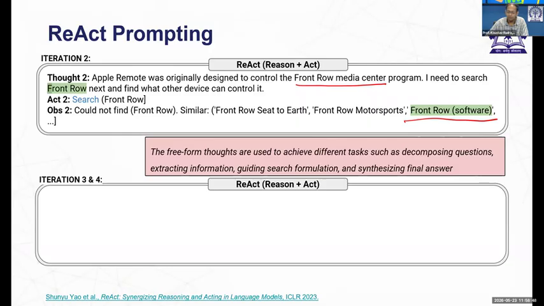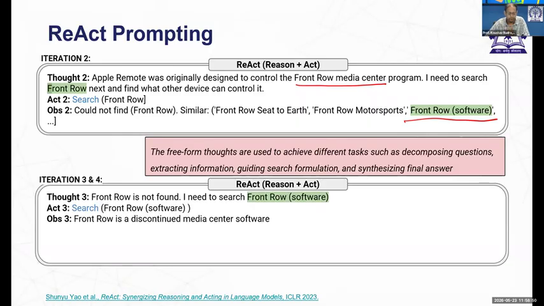Now, what about the last iterations? So in thought 3, Front Row is not found, so I need to search the Front Row software program. It searches using that particular command. Now, Front Row is a discontinued media center software. This is the observation it is getting.